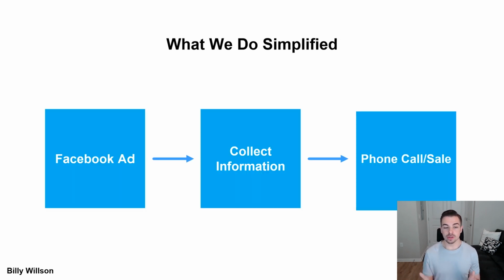So here's what we do pretty much simplified. And this is super important because we need to figure out where the problem in your ad is. There's 3 simple steps with most of you guys' ads. And there's the Facebook ad that people are gonna see on Facebook. Then from there, we're gonna collect their information somehow, whether that be a lead form or a landing page, whatever. And then from there, there's either gonna be a phone call or some kind of sale where they actually buy your product.